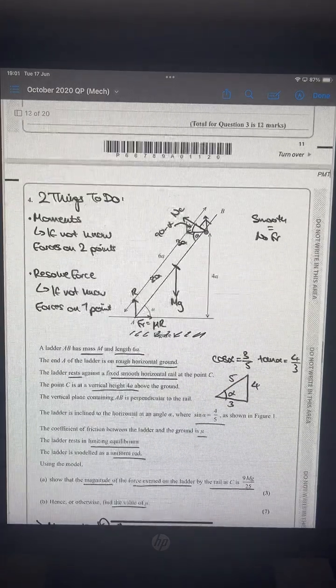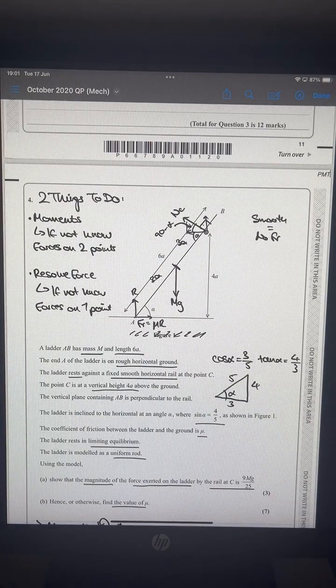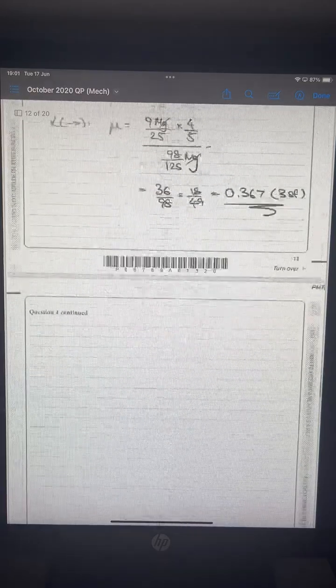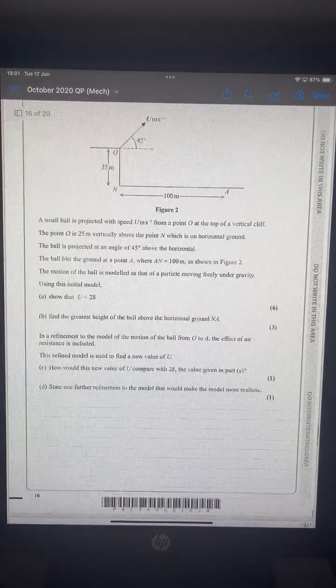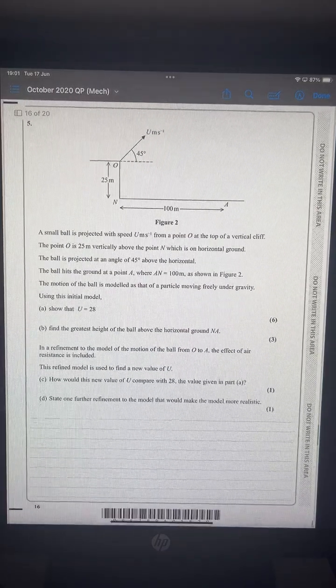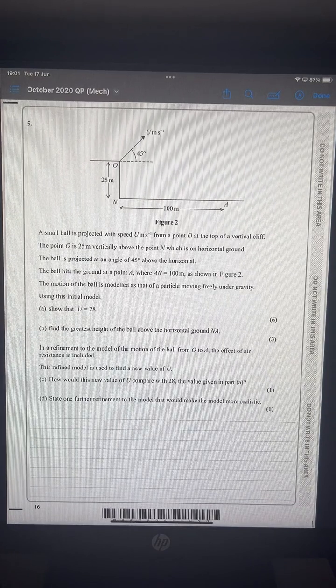This question, I can guarantee you some sort of applications of forces question like this is bound to come up. All right, moving on to question 5. These are my favorite type of questions in the paper. I love projectiles questions, all right? So I will be doing another whole paper, so there's another applications of forces question in that.